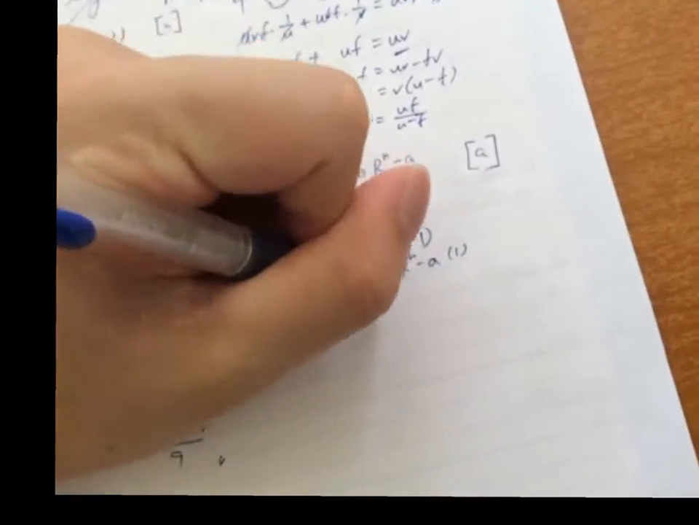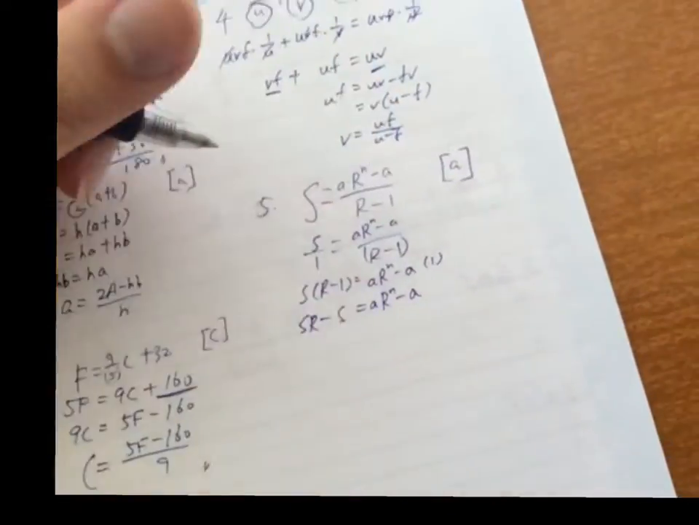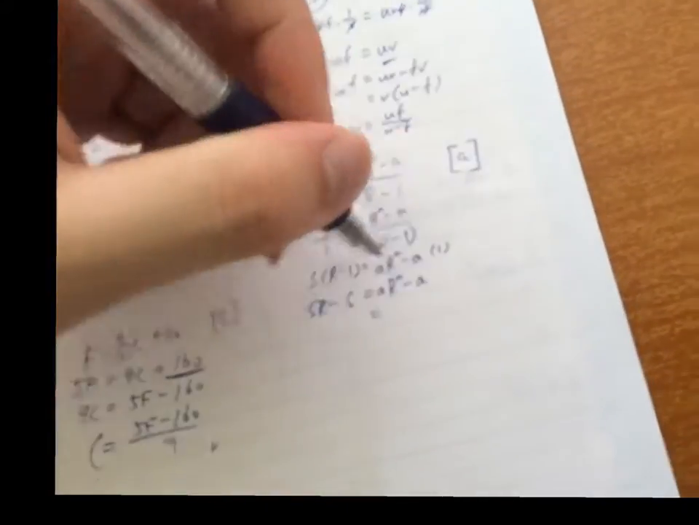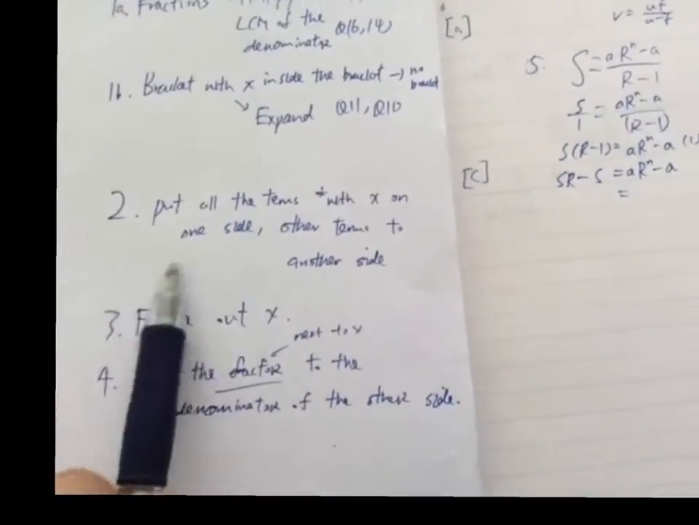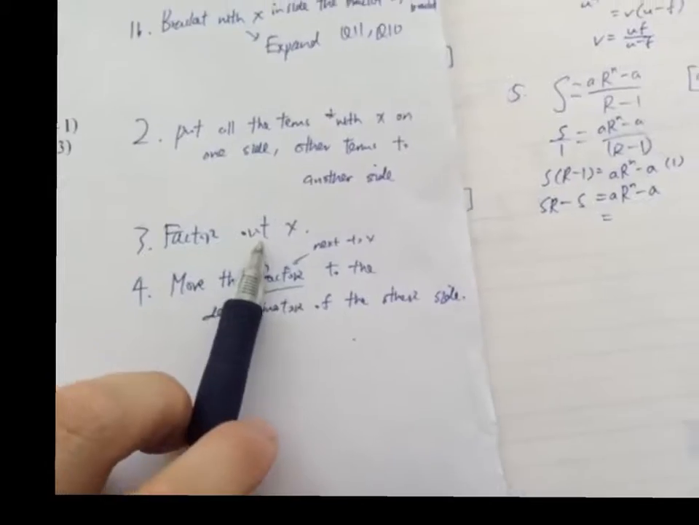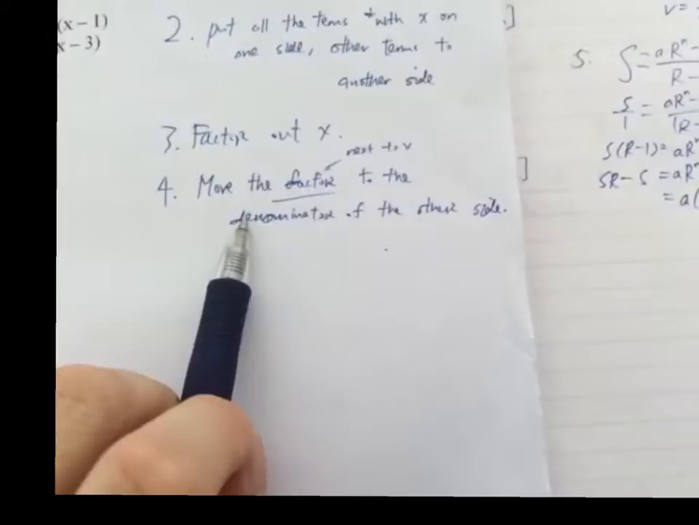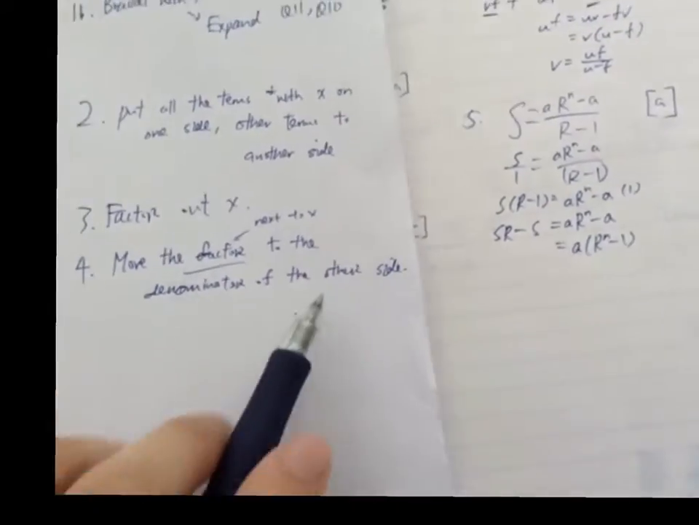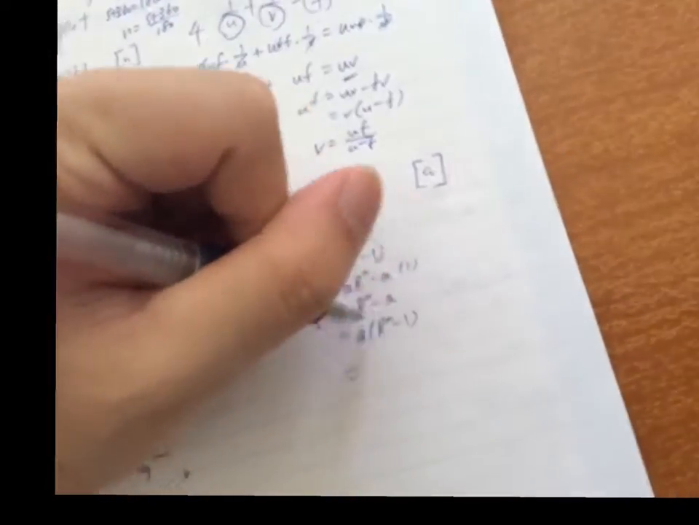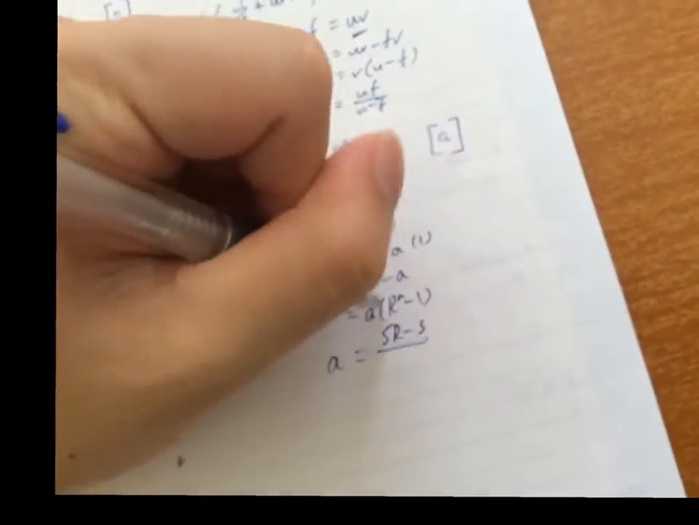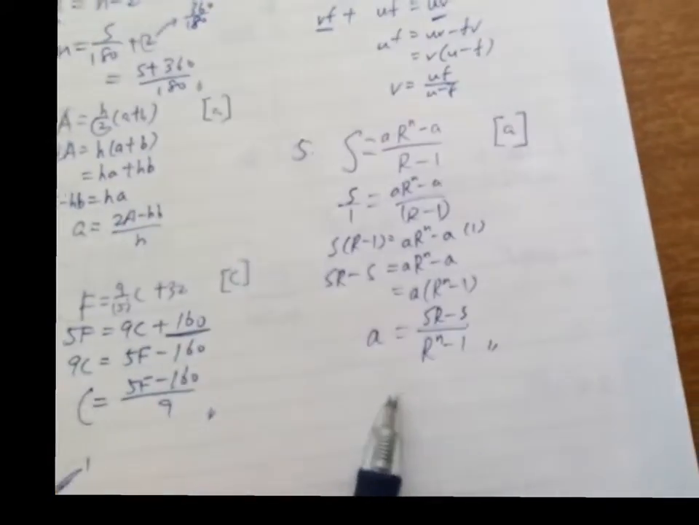s r plus s equal to a r to the power n minus a, and you have to make a the subject. So you put all the terms with a on one side, other terms on the other side, and you factorize out the a. Then you move the factor with a to the other side. So a will be s r minus s over r to the power n minus 1. And this one, make a the subject.